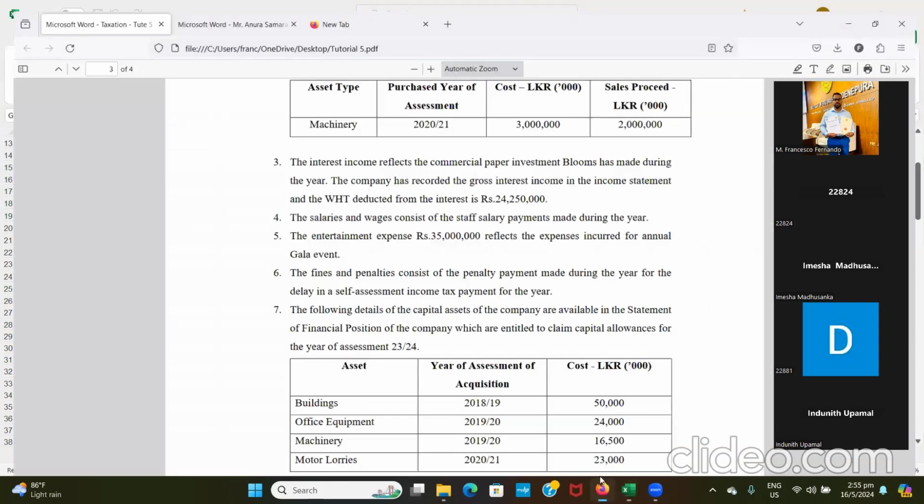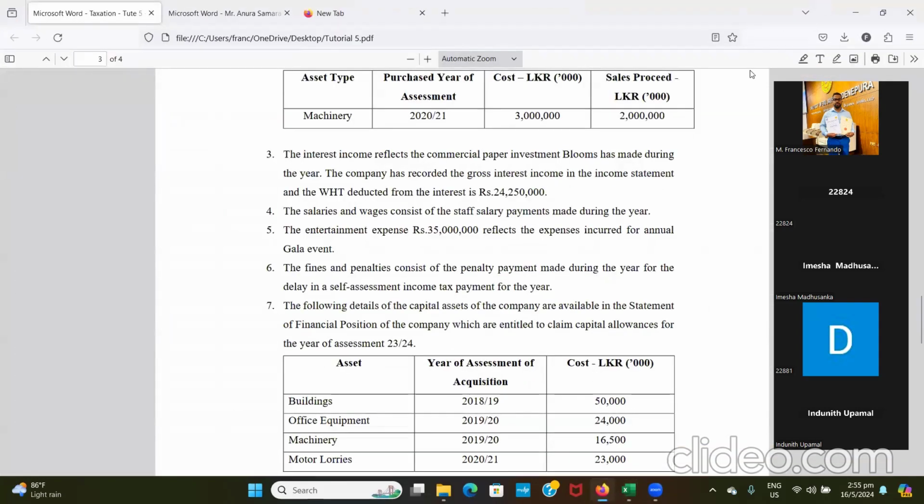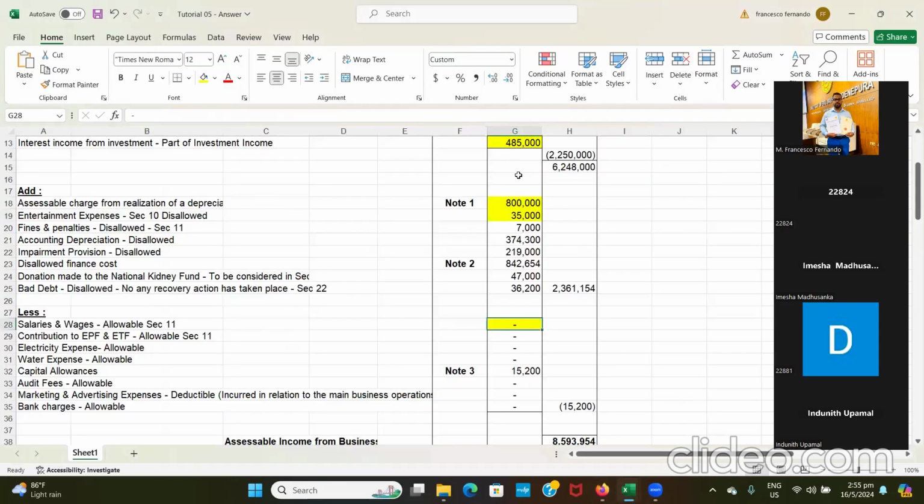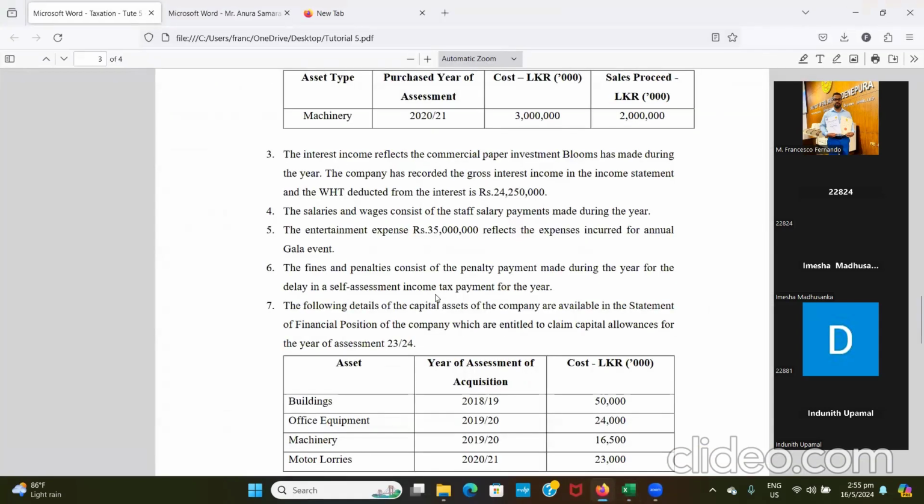Then if I move to the next adjustment, the fines and penalties. So as per section 10, fines and penalties also are disallowable. So this section you must read, right? Section 11, fines and penalties are disallowable.